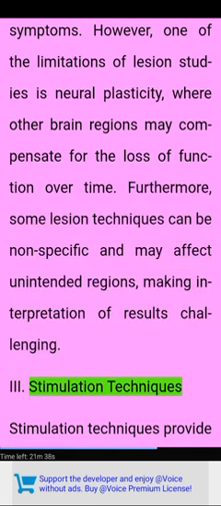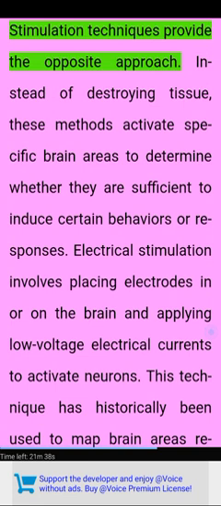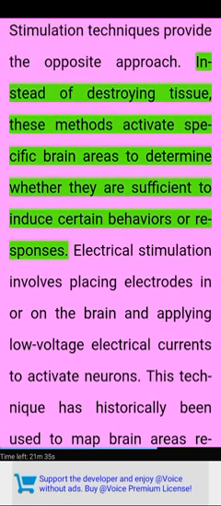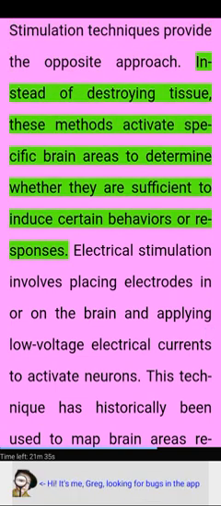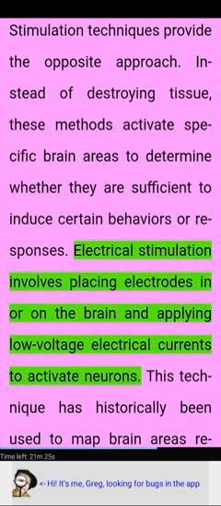3. Stimulation techniques. Stimulation techniques provide the opposite approach. Instead of destroying tissue, these methods activate specific brain areas to determine whether they are sufficient to induce certain behaviors or responses. Electrical stimulation involves placing electrodes in or on the brain and applying low-voltage electrical currents to activate neurons.